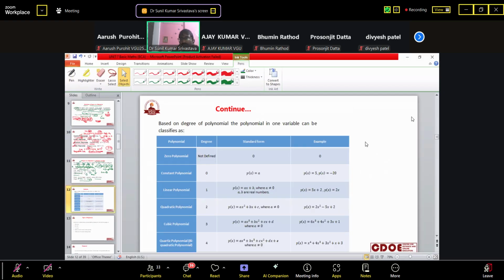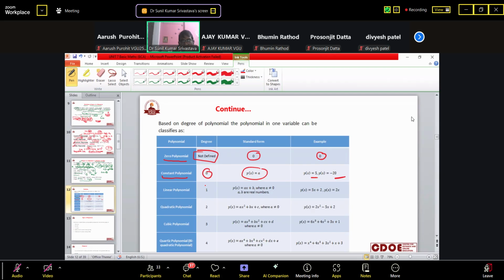Now, some standard calculation we have to just see in the table. I'm going to explain it to you. We have the zero polynomial. For the zero polynomial, degree is not defined; the example is 0. For the constant polynomial, degree is 0. An expression in this form, for example a, b, c, like 5, minus 20, and so on.